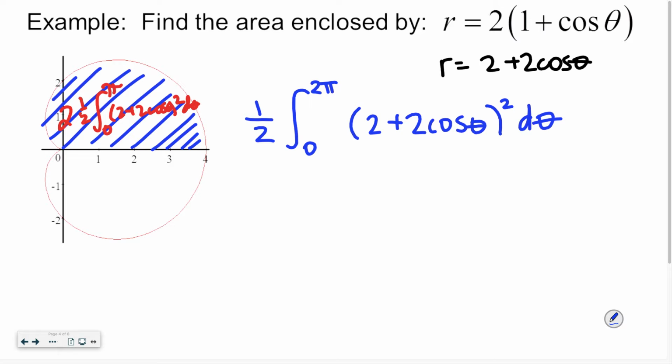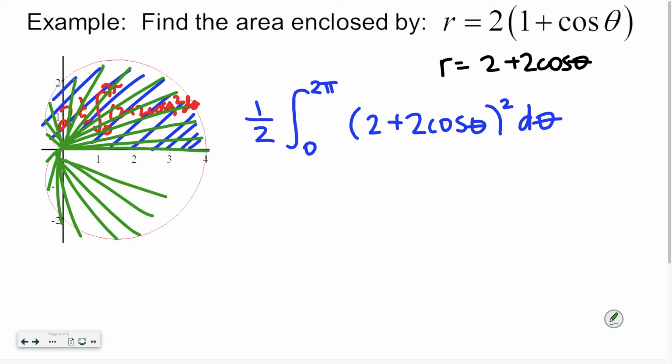Okay. Because what's happening is we're adding up all of these itty bitty triangles from the pole. That's a negative distance away. That makes sense. So we're taking all of these triangles and adding them together.